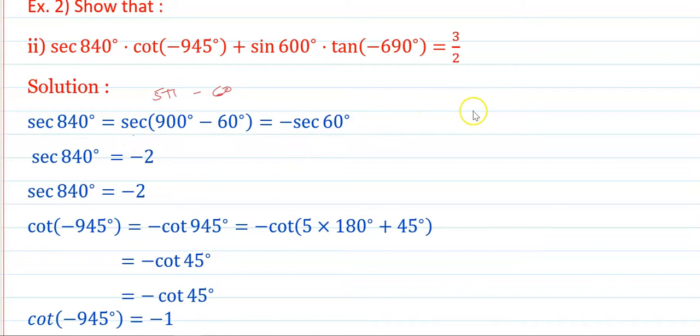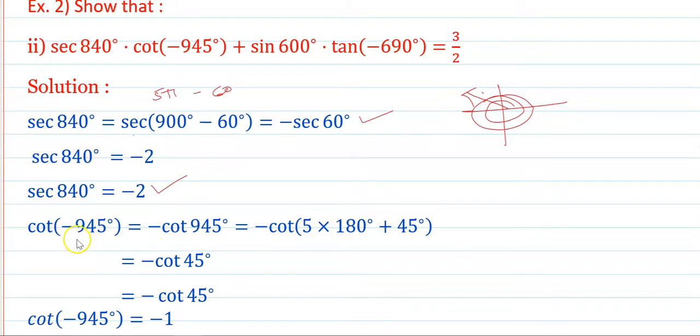But in which quadrant is it? See this here, this is the 2 pi, next 4 pi, and this is 5 pi minus 60. Means it is in the second quadrant. In the second quadrant, only sine is positive, cosec is positive, sec is the reciprocal of cos, and hence it is negative, and therefore it is minus sec of 60. And what is sec 60? Sec 60 is 2. Okay, and hence sec of 840 is equal to minus 2.